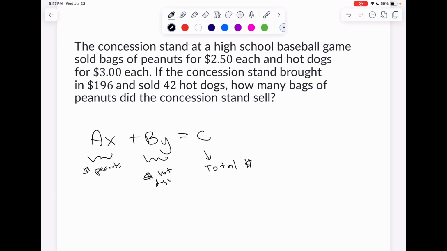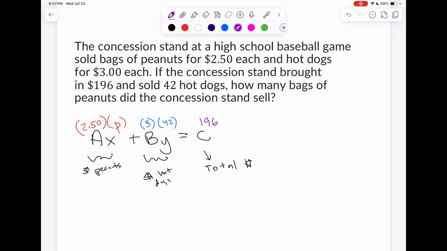The amount of money we make on the peanuts is made by multiplying how much for one peanut situation, 250, times the number of peanuts. Let's call that P, the number of peanuts, right? And then the amount of money we make on hot dogs is made by multiplying the amount of money for one hot dog, $3, times the number of hot dogs, 42. And then if I add those together, I'll get the total amount of money we made that day.